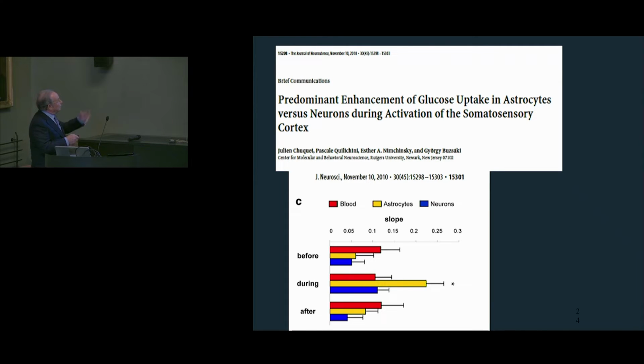And other studies, for example, by Yuri Bujaki, showed that this is the visualization of glucose uptake during activation, in vivo also. Before activation, you look at fluorescent glucose in the various compartments. This is blood, this is astrocyte, these are neurons. And during activation, you actually see the increase essentially in astrocytes, not in neurons. So there are many other evidence.